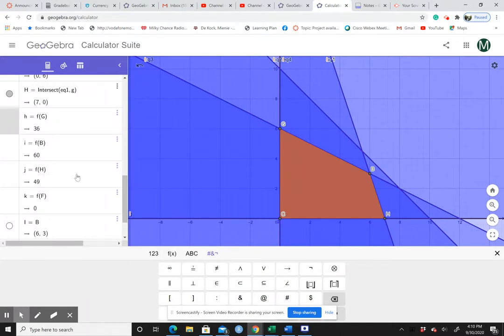And basically, the highest point, the maximum value, will be 60 at the point B. Let's take a look. What was B again? My x was 6 and my y was 3. And that will maximize that function, and it will give you 60 out.